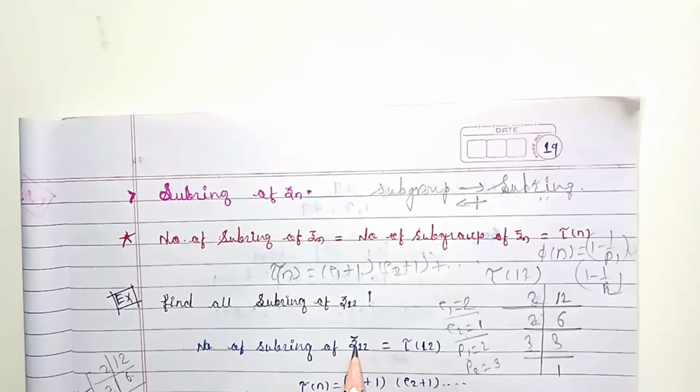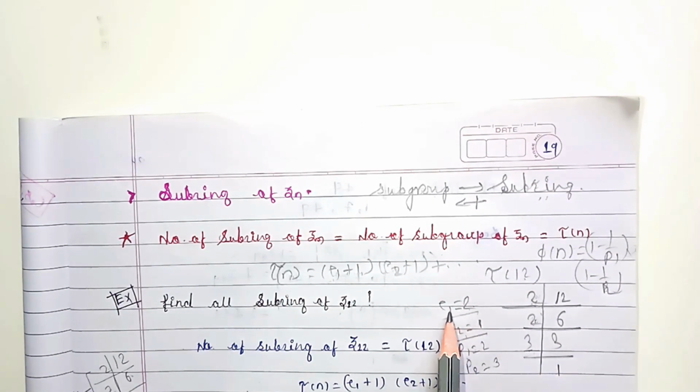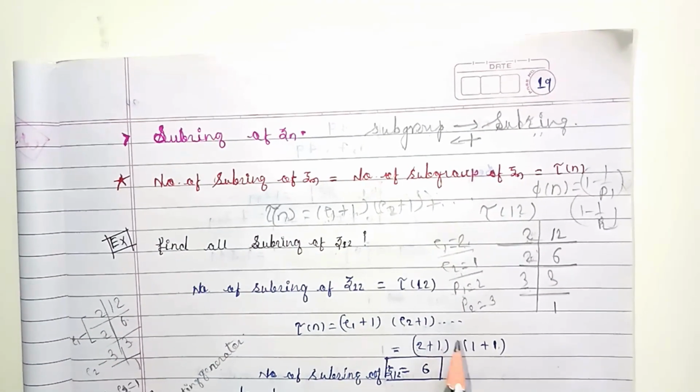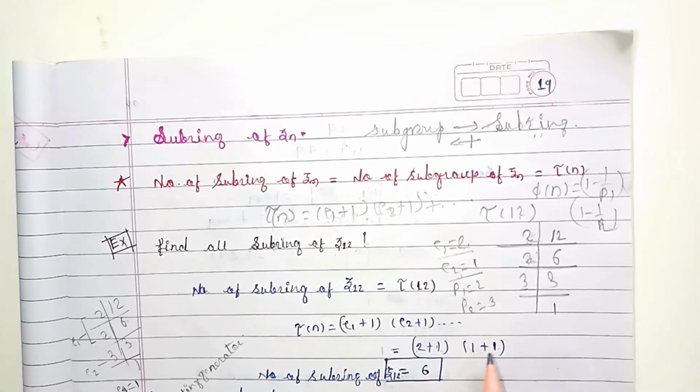So here, for Z12, we need tau 12. I got E1 equal to 2 and E2 equal to 1. So tau n is equal to (2 plus 1)(1 plus 1). So the number of subrings of Z12 is 2 plus 1, which is 3, times 1 plus 1, which is 2.